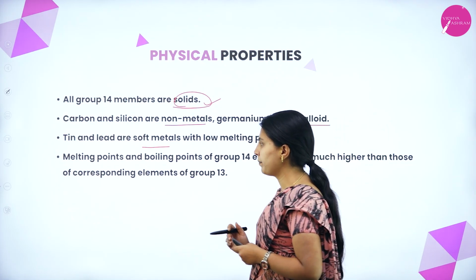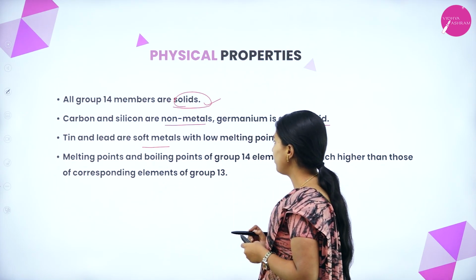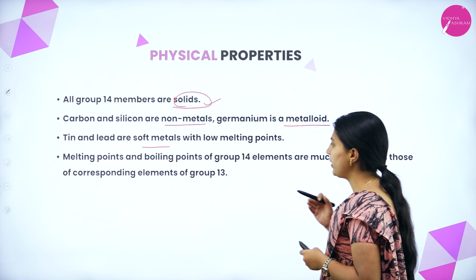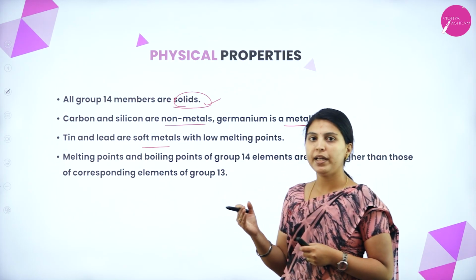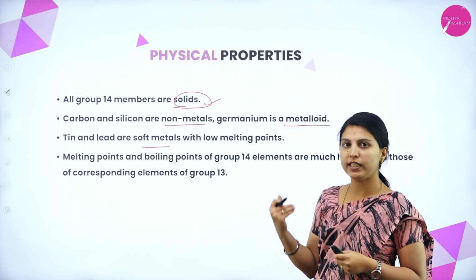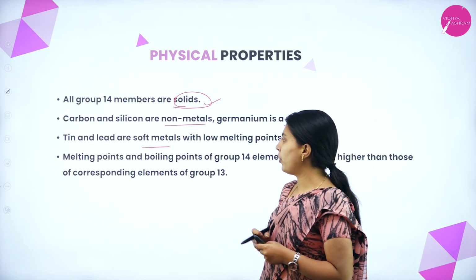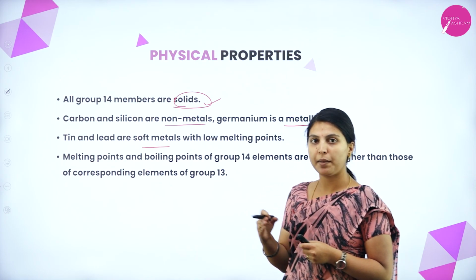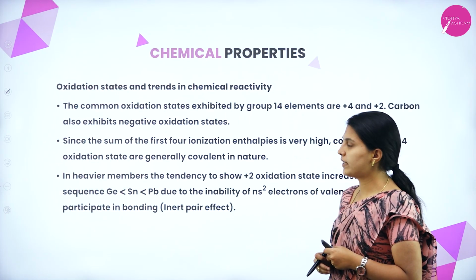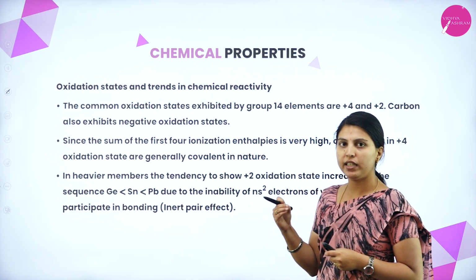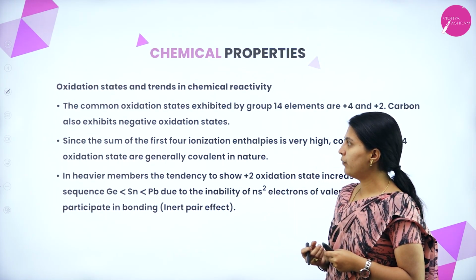low melting points. Melting points and boiling points of group 14 elements are much higher than those of corresponding elements of group 13. Compared to group 13, group 14, that is carbon family elements, have higher melting and boiling points. Next, chemical properties. In that, we will see oxidation states and trends in chemical reactivity.